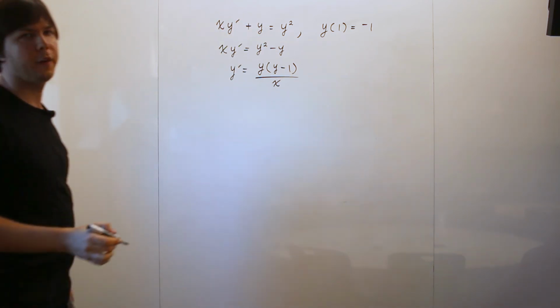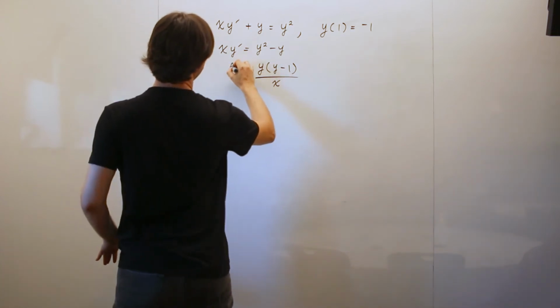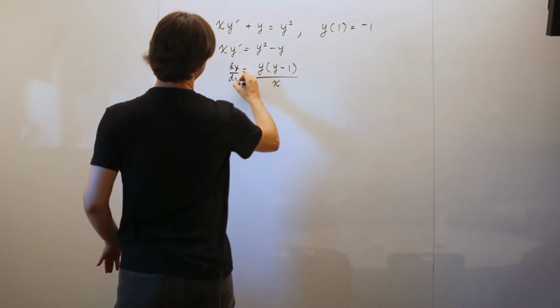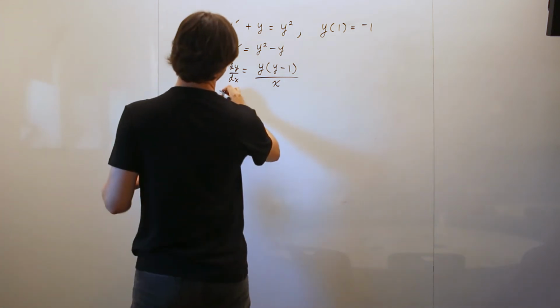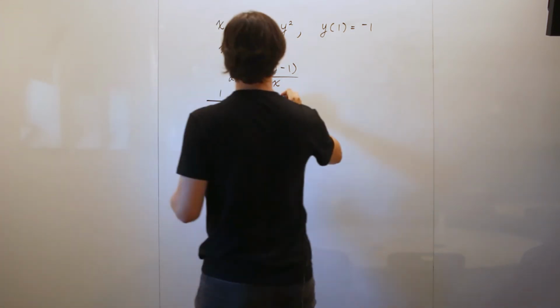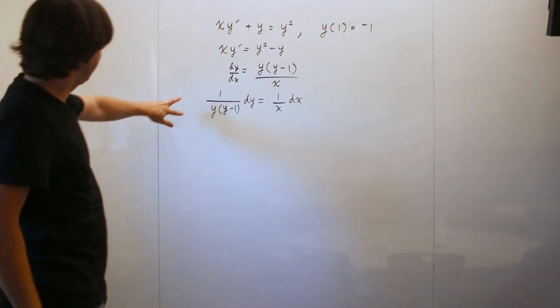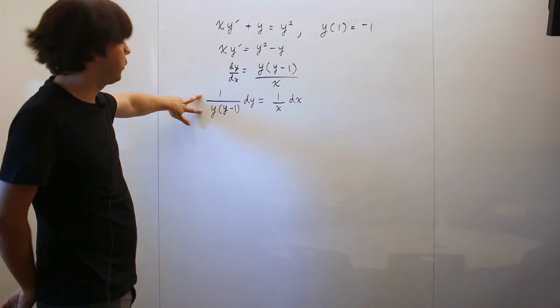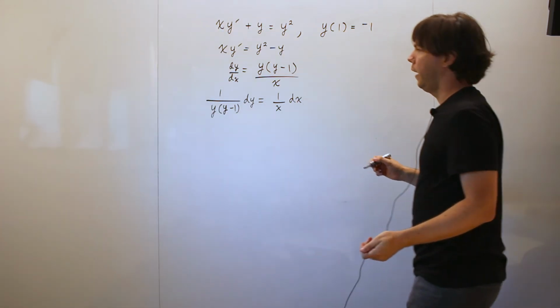Okay, and don't forget y' is dy/dx, so we can swap that out as well. Make it look a little more familiar. Okay, now we just isolate both sides, and we could integrate, however, this term here is not so great for integration. What we can do instead is partial fraction decomposition. Remember, partial fractions are not an integration technique, they're just an algebra trick.